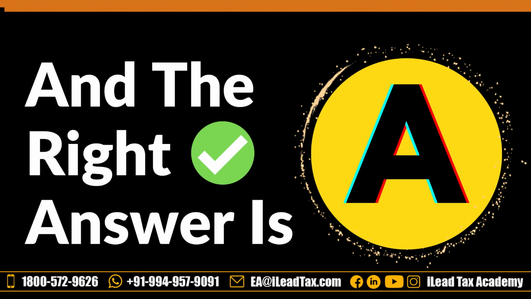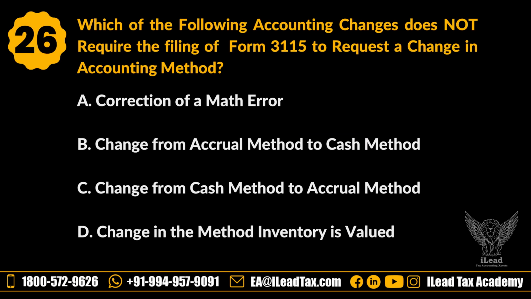Let's see why the other three options are wrong. So here, for a change from accrual method to cash method or cash method to accrual method, IRS approval is needed. The accrual method recognizes income when earned and expenses when incurred, regardless of when cash is received or paid. The cash method, on the other hand, recognizes income when cash is received and expenses when cash is paid. Such a change would likely require the filing of Form 3115 because it involves a significant shift in accounting principles. So for options B and C, IRS approval is needed.